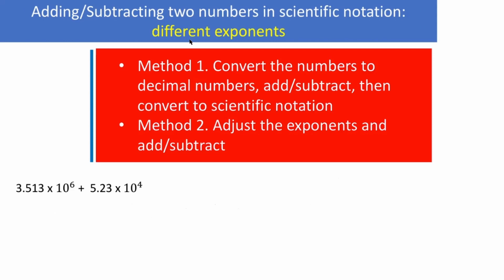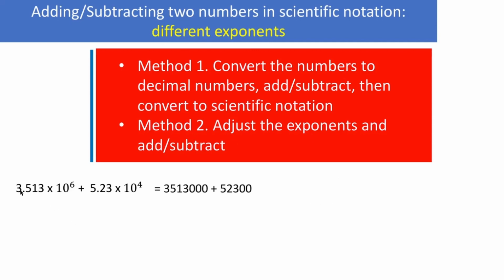Okay, now here is case number 2, different exponents. So you have 2 methods. Method number 1 is convert the numbers to decimal numbers, add or subtract, then convert to scientific notation. Method 2, adjust the exponents and then add or subtract. Here, you can't add these two together. You have two different exponents here, so you can't really add them directly.